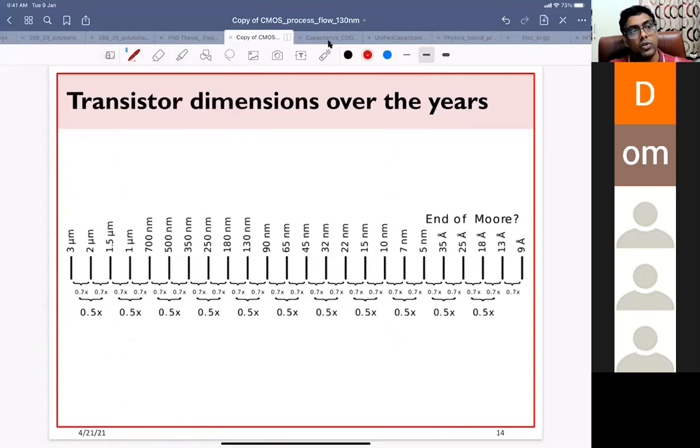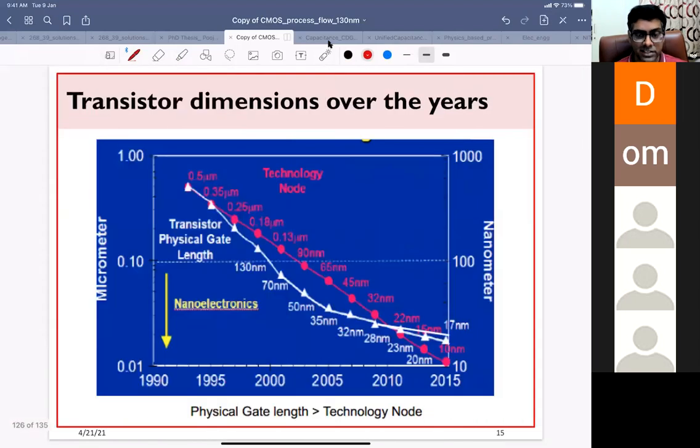And when you do the 0.7x scaling, your area will reduce by half. And this is the famous Moore's law, because every new generation will have twice the number of transistors in the same area, or the transistor area will reduce by half, right? So this is how the transistor dimensions change over the years. And this is the last slide I'll show today because it is already 12 minutes past 12.